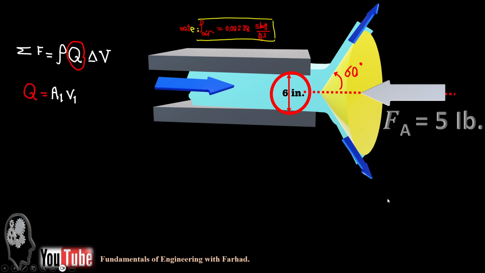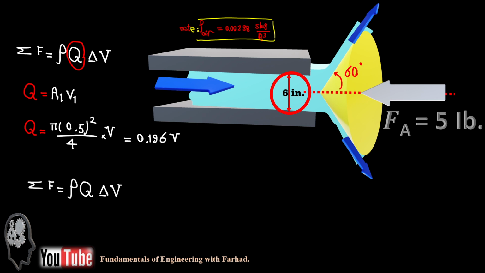So Q discharge is area times velocity, the entering velocity. If you turn the 6-inch to feet, that's pi times 0.5 squared over 4 times velocity, which gives us Q equal to 0.196 times velocity, in feet cubed per second. Then, having the main formula, replace force by -5 because that's in a negative x direction, equal to rho Q. If you pay attention, Q is coming here due to symmetry.